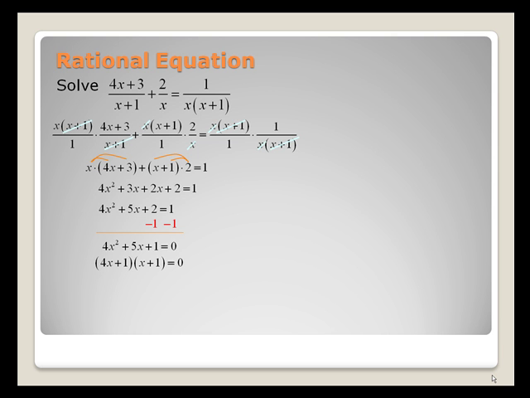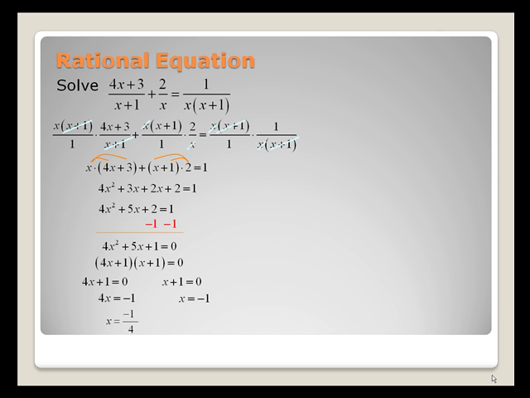Next, we're going to set each of these factors equal to 0. We've got 4x + 1 = 0. To solve for x, I need to subtract 1 from both sides and divide by 4. We get a possible solution of x = -1/4. Our other equation was x + 1 = 0. To get x by itself, we just need to subtract 1 from both sides. This gives me a possible solution of x = -1.